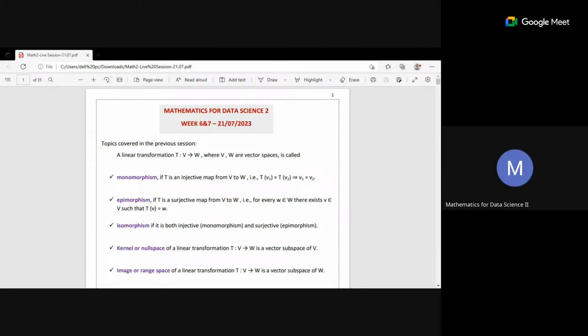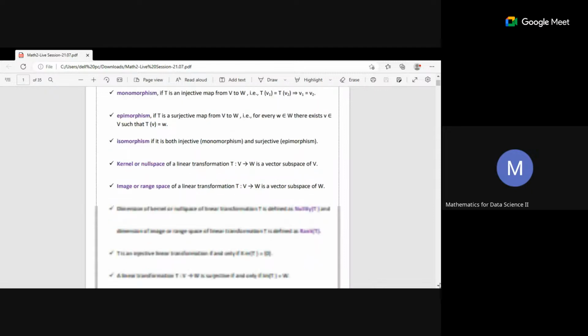So today we will quickly recall the previous week's topics, and the main topic we are going to see today is equivalent matrices and similar matrices. Okay, so these are the topics we are going to see today. So first, let us quickly recall the things we have seen in the previous session, and also a few more topics from week 6. Okay.